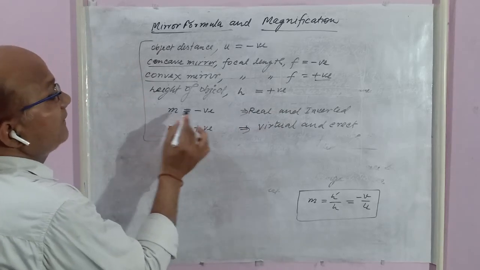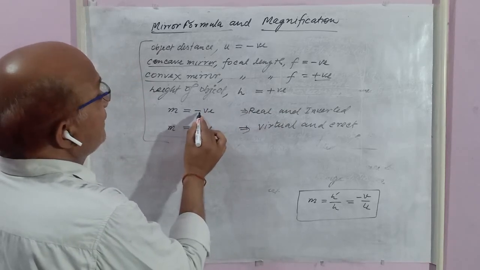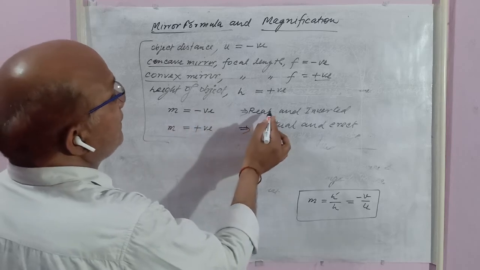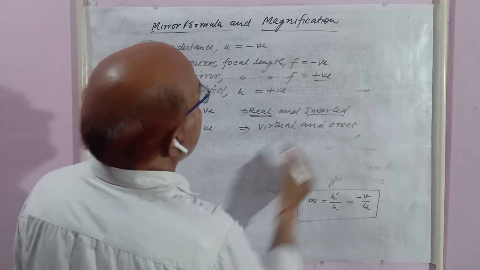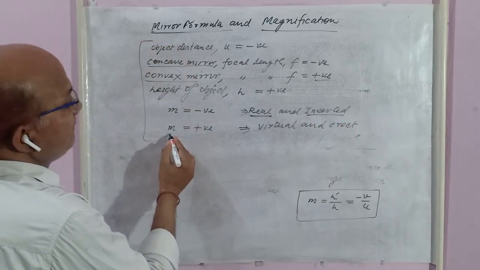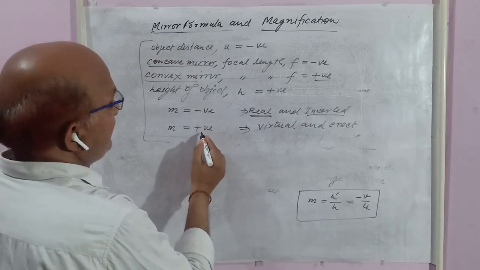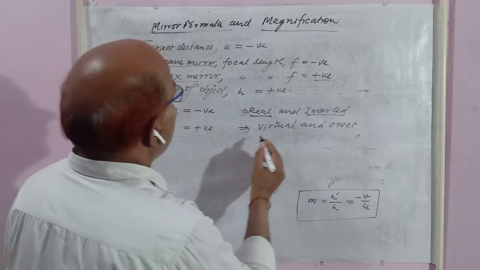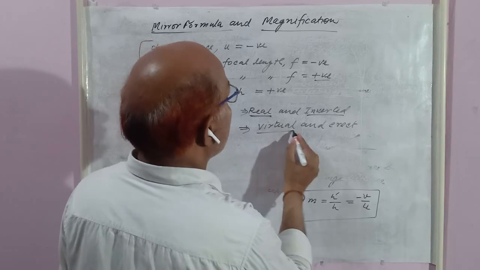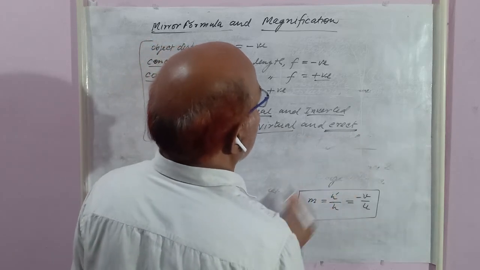If magnification produced by spherical mirror is negative, then the nature of image will be real and inverted, and if magnification produced by spherical mirror is positive, then the nature of image will be virtual and erect.